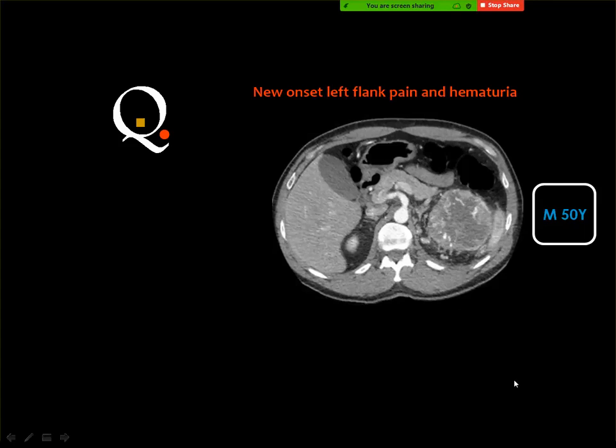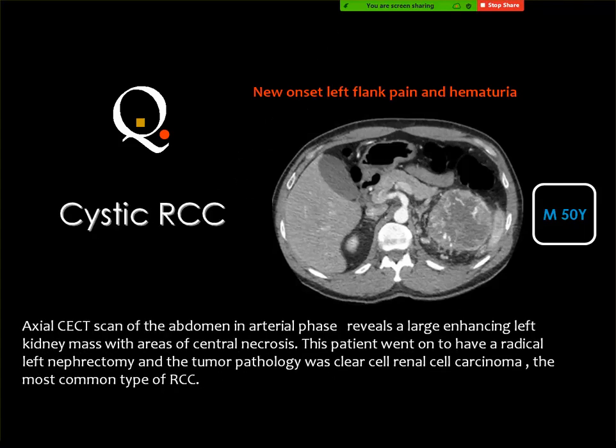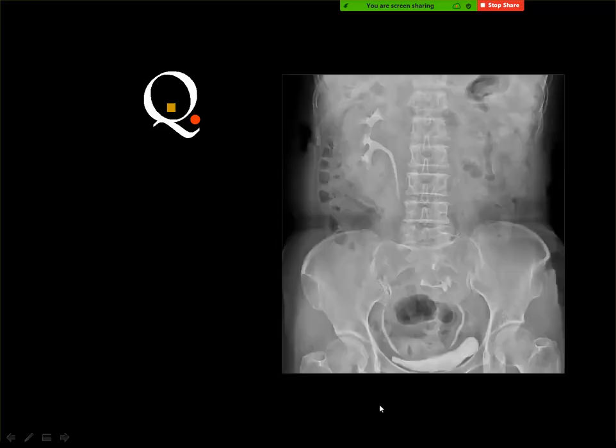Renal cell carcinoma, cystic type. Yes, very good. This is cystic renal cell carcinoma. You have a cystic lesion with some septations and hypervascularity, which are suggestive of a malignant neoplasm.